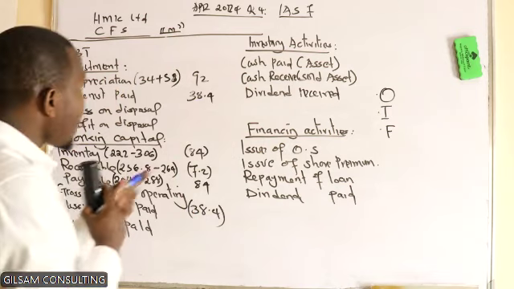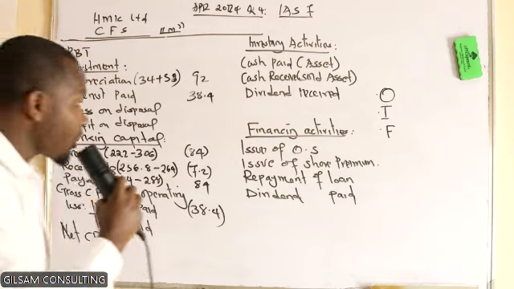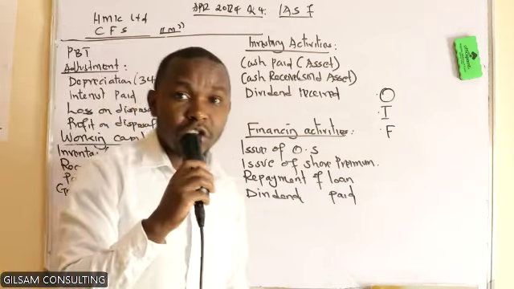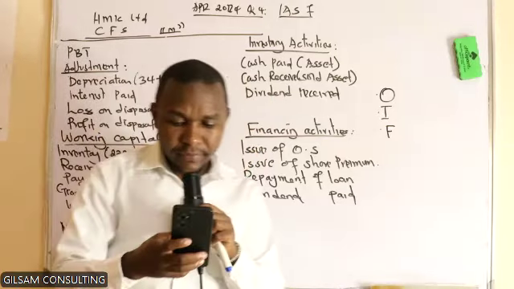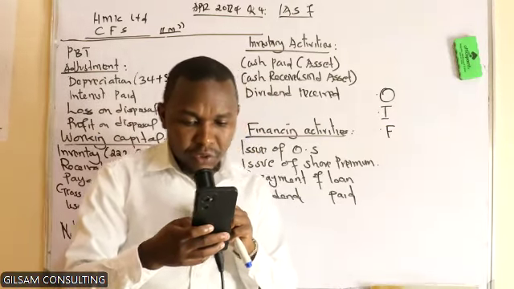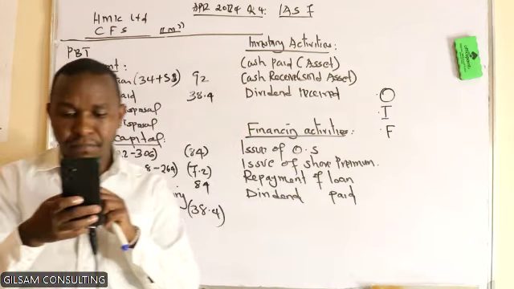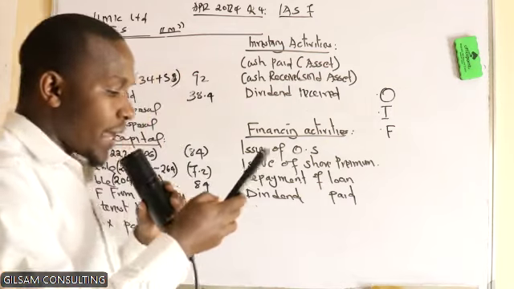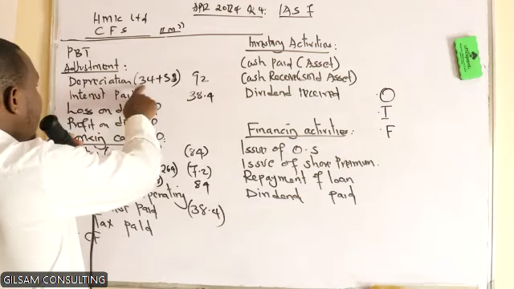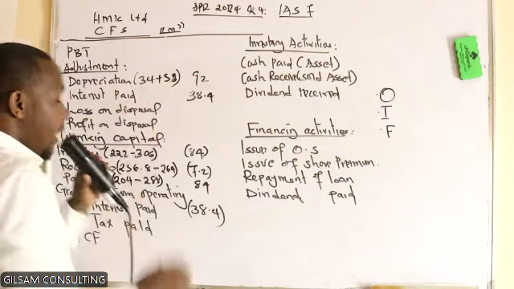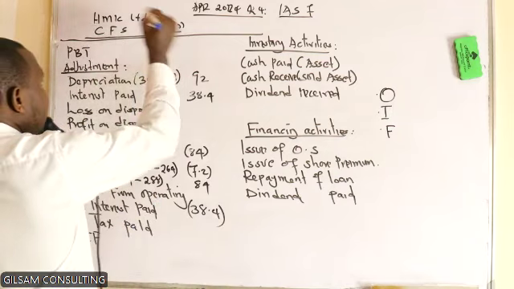Now, go back to this question, April 2024. If you look at the last note in that question, we have been given depreciation. That is the last note we have been told. Depreciation charge to the statement of profit or loss for the year ended 1st December 2023 as follows. We have 34 million and 58 million. So if you add the two, 34 plus 58 will give you 92 million. So these are in millions. Don't forget, these are in million.